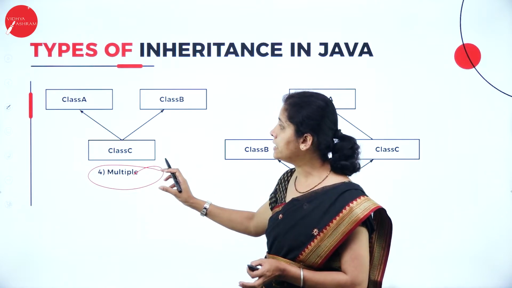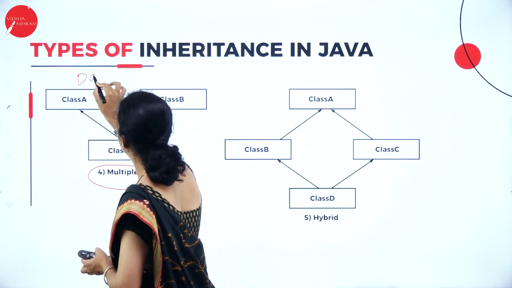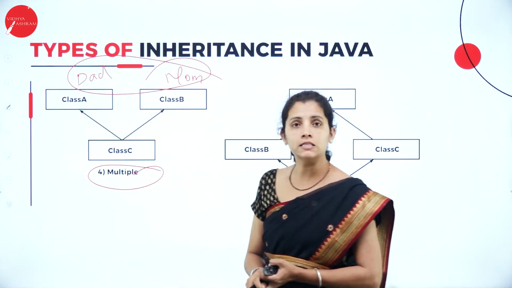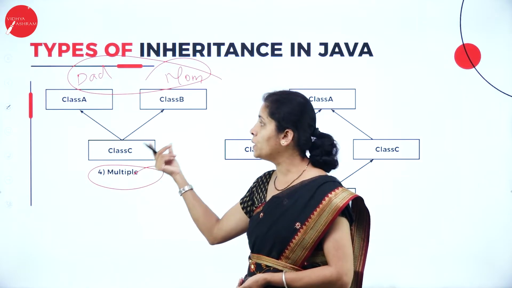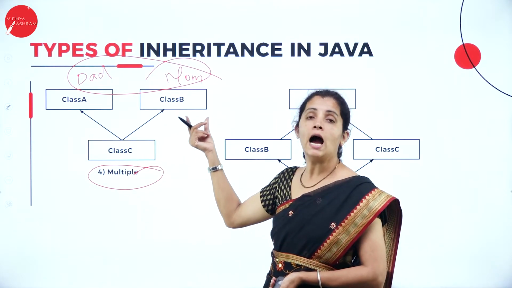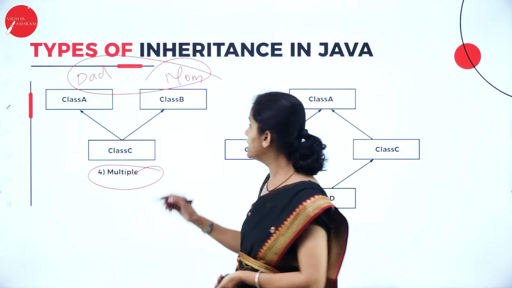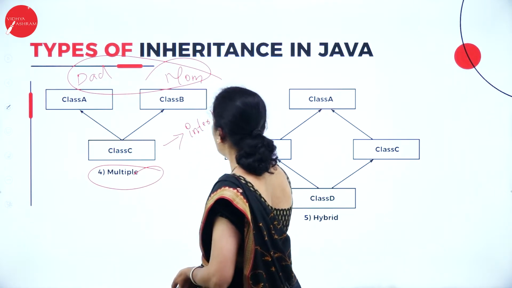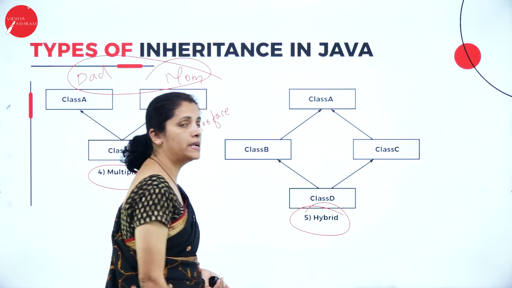And what is multiple inheritance? I am going to have 2 parents. For example, if this is my dad and this is my mom. And for dad and mom, only one son or only one daughter. In the sense, this child class can acquire the properties of parent class A and parent class B. And Java does not support multiple inheritance. And to achieve multiple inheritance, I'm going to use the concept called interface. And dear student, I'm going to discuss another type of inheritance, that is hybrid inheritance.